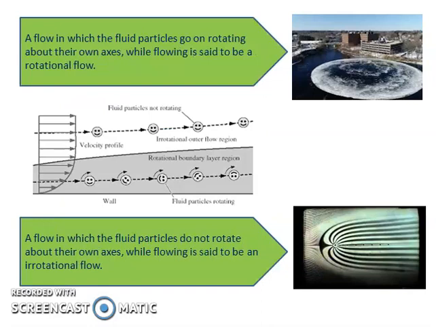Next, we'll see what we mean by a rotational flow and an irrotational flow. In a rotational flow, we can see that the fluid particles rotate about their own axis. Thereby we can see a rotatory motion in the first diagram. But in the case of an irrotational flow, the fluid particles do not rotate about their own axis. So in this case, we will get an irrotational flow.